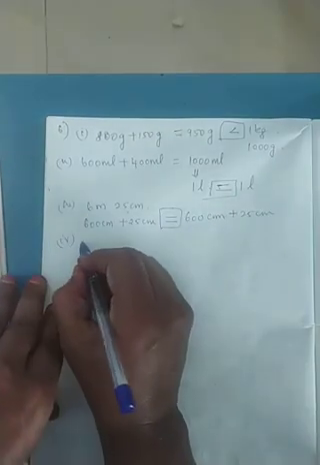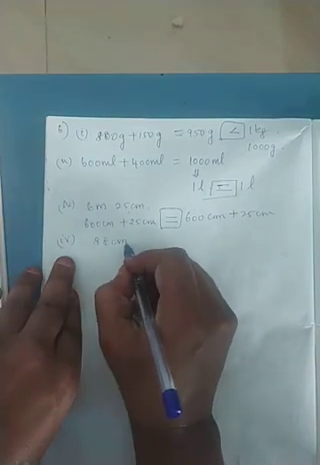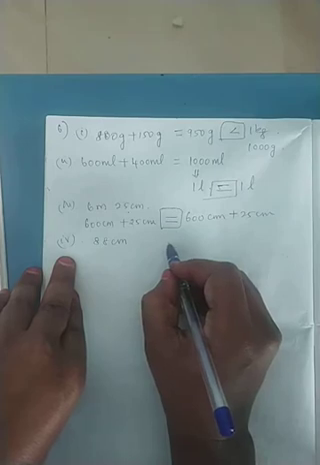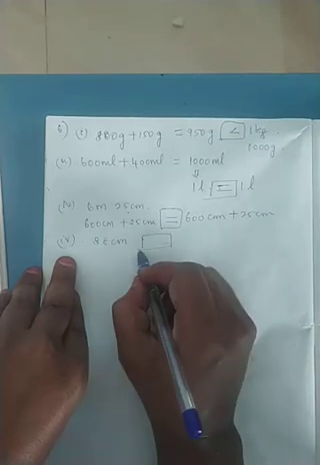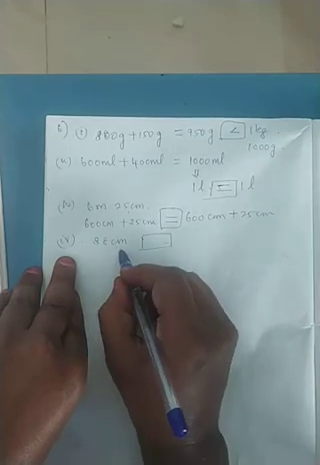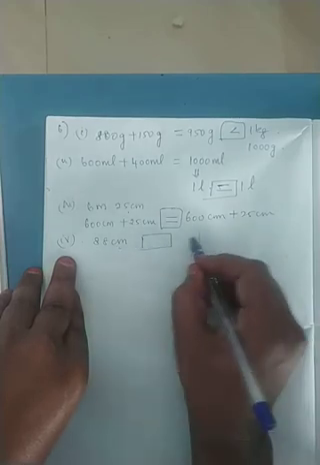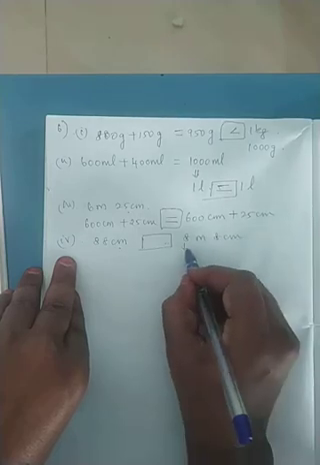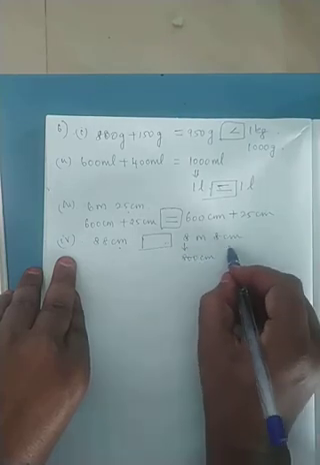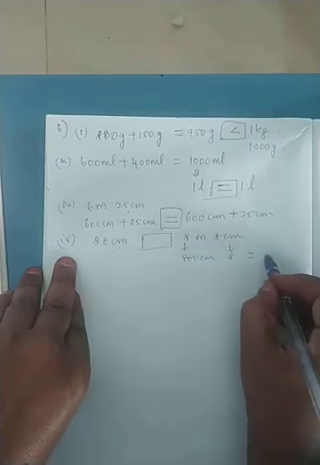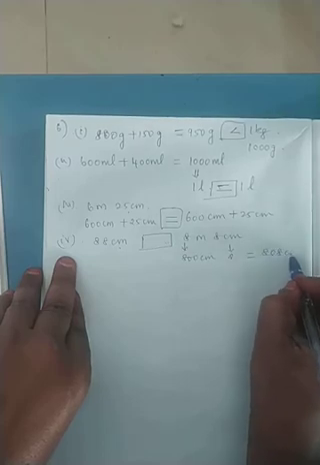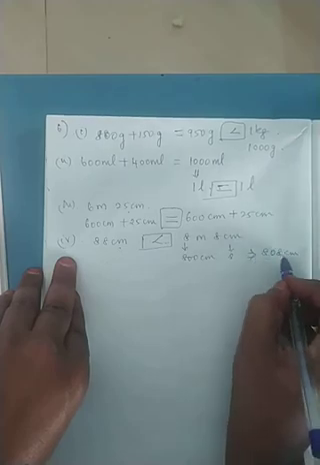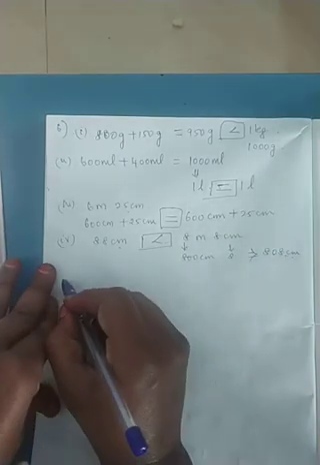Coming to the fourth one, 88 centimeter means what? 88 centimeter, you have to split into meter and centimeter. There is nothing to split, it is only 88 centimeter. The other side is 8 meter 8 centimeter, which is 800 centimeter and 8 centimeter. That is 808 centimeter. 88 will always be less than 808. So that is why this less than sign will come.